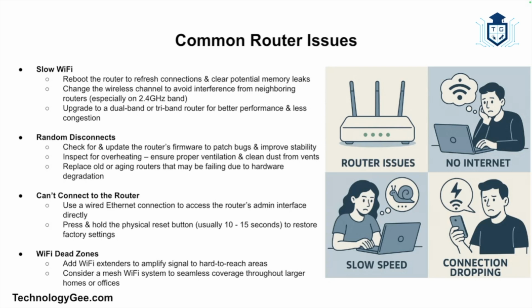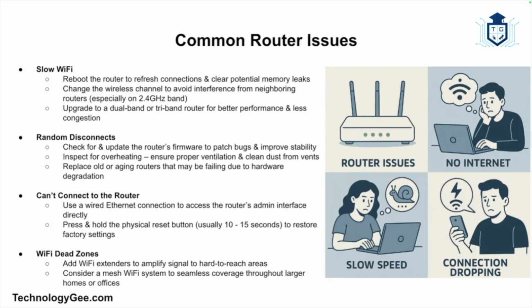And here are some common router issues and fixes because routers are not perfect. So you might be experiencing slow Wi-Fi. And if that's the case, you want to reboot the router, or you can change the channel, especially if your neighbors are on the same channel, or you can upgrade to a dual band or tri-band router. You might also experience random disconnects. And if that's the case, you want to update the firmware. You want to check to make sure that your router isn't overheating. And you also want to consider replacing aging hardware. Now, if you cannot connect to the router, then you want to use an Ethernet cable for direct access. And you want to reset the router using the physical reset button.